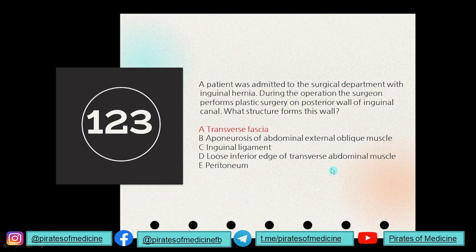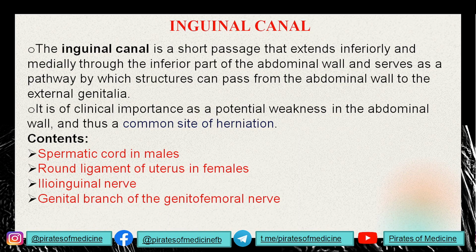Okay, 123 question is that a patient was admitted to the surgical department with inguinal hernia. During the operation, the surgeon performs plastic surgery on the posterior wall of inguinal canal. What structure forms this wall? So, inguinal canal is a short passage that extends inferiorly and medially through the inferior part of abdominal wall, and it serves as a pathway by which many structures can pass from the abdomen to the external genitalia.